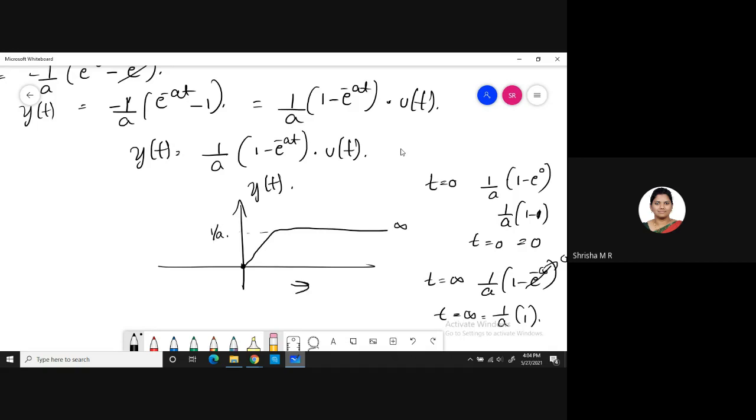So this is the plotting of this y of t. Got it, everyone? The meaning is the waveform will approach 1 by a at t equal to infinity. The amplitude will be 1 by a at t equal to infinity for y of t. Why are we multiplying u of t? Because our signal is starting from t equal to 0. Understood, everyone? Is it clear or not? Others, is it clear?